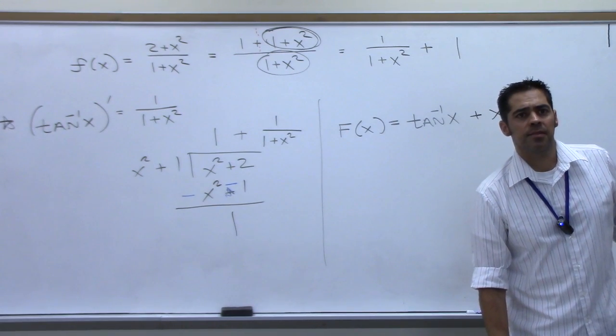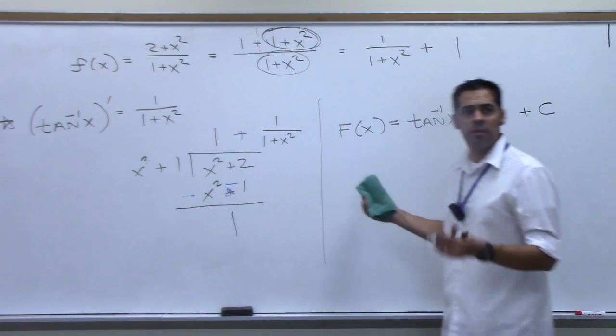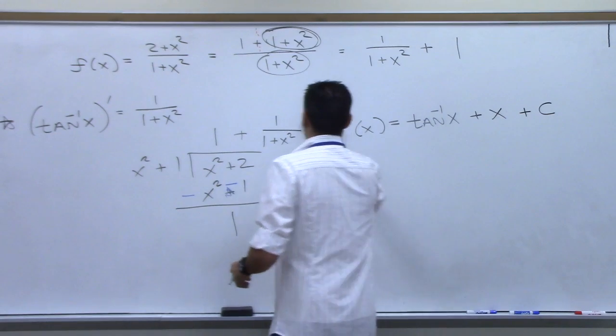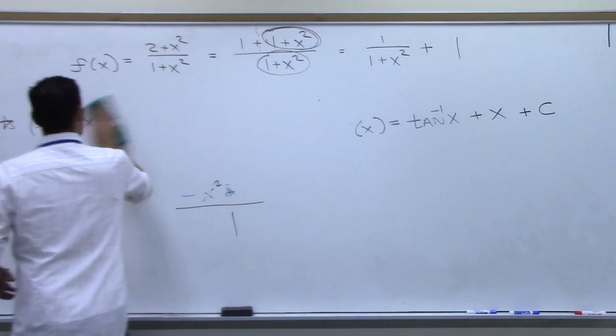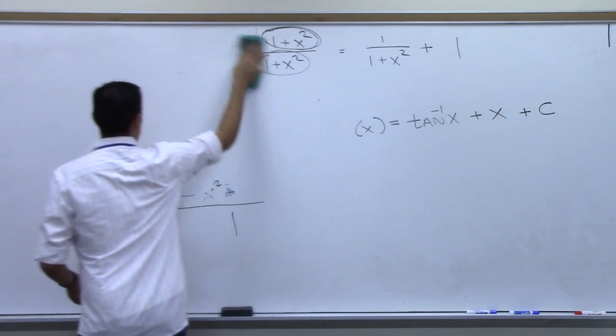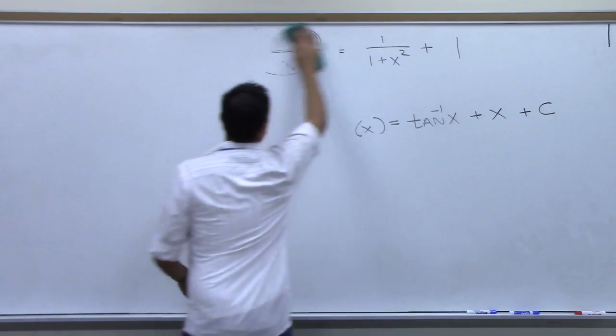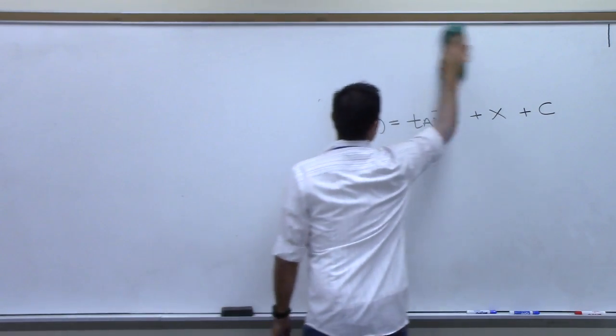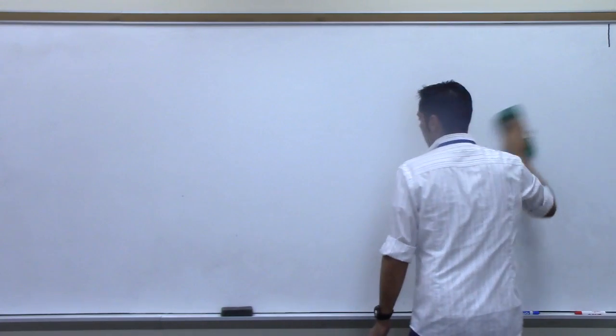We still have about 10 minutes. All right, so we're going to talk about rectilinear motion. Rectilinear motion. Objects that are moving in a straight line, basically, is what we're talking about.